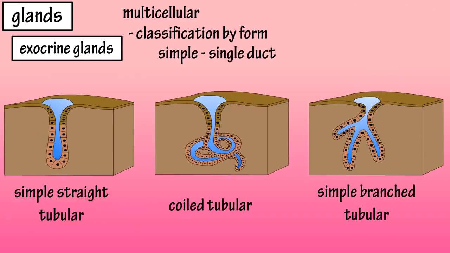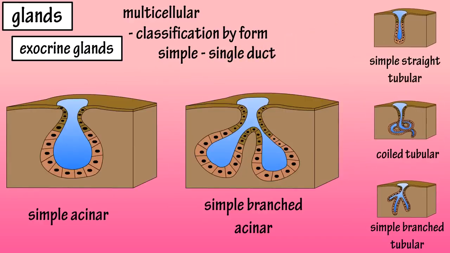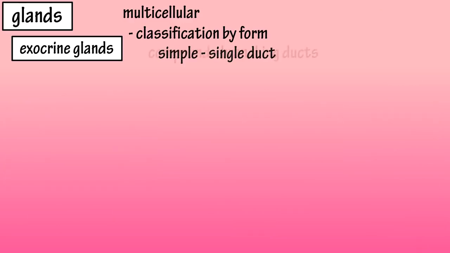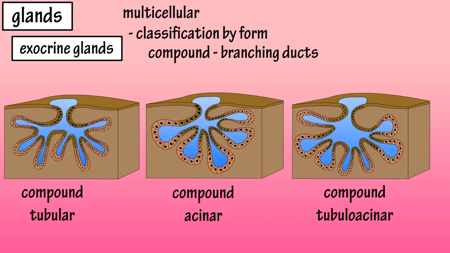So there are simple straight tubular, coiled tubular, and simple branched tubular, which still has only one duct, making it a simple gland, and simple acinar and simple branched acinar, again, only one duct. And for compound glands with more than one duct, there are compound tubular, compound acinar, and compound tubuloacinar with both tubular and acinar regions.